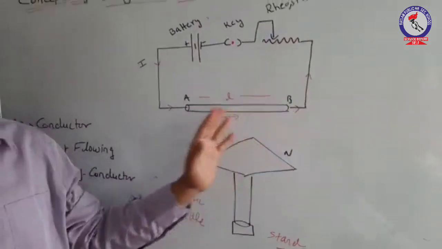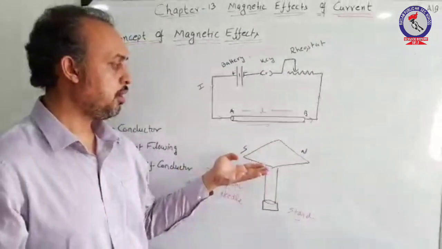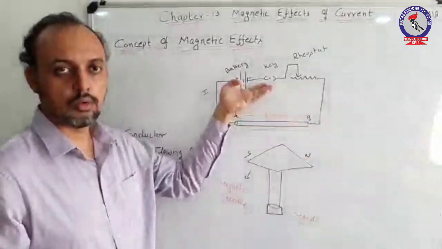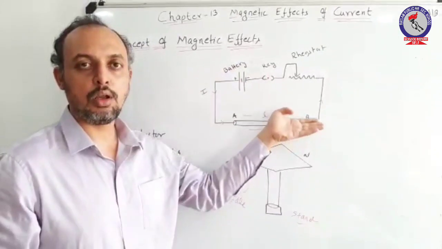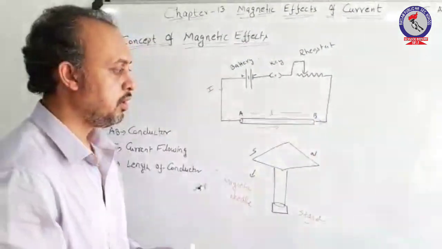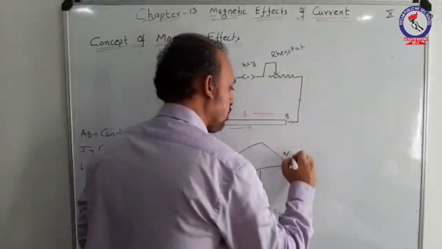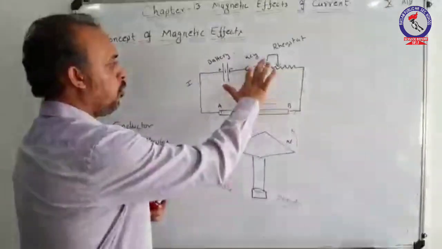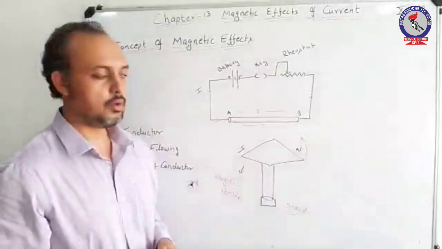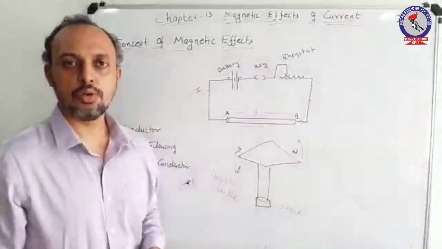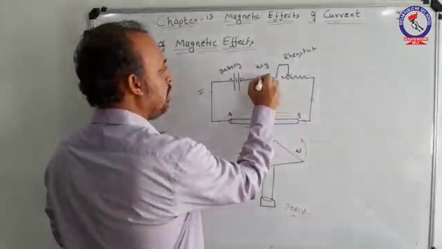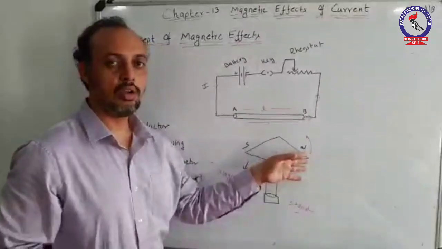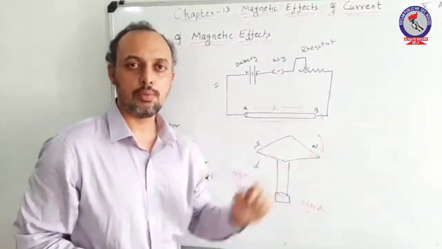On arranging this circuit in this manner, keeping a magnetic needle below the conductor, when the key is closed and a certain magnitude of current is maintained in the circuit, we observed that this magnetic needle shows a deflection in a certain direction. On opening this key, we observed that this needle again comes back to its equilibrium position. On again closing this key, we again observe that this needle is getting deflected in the same direction.